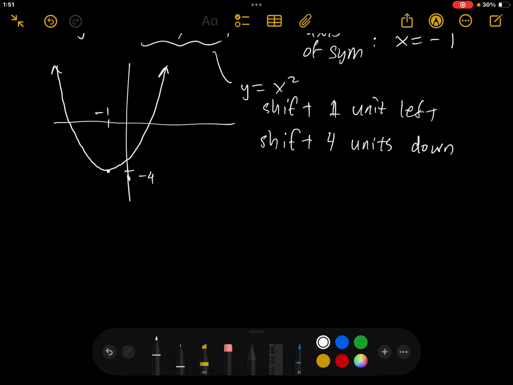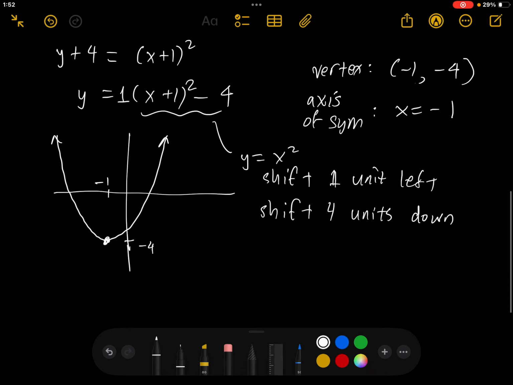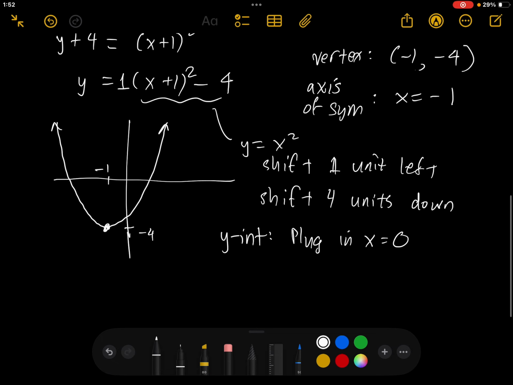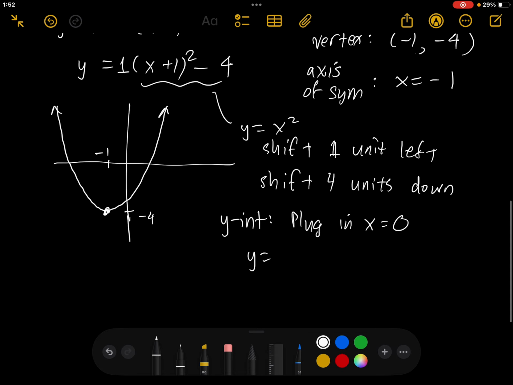Okay. So the vertex is a minimum point, as we've seen. It might also help to make a more accurate graph to plug in x equals 0. So the y-intercept is what you get when you plug in x equals 0, right? So you are going to get y equals 0 plus 1 squared minus 4, and that's negative 3. So the graph passes through the point 0, negative 3. That might make your graph a bit more accurate.